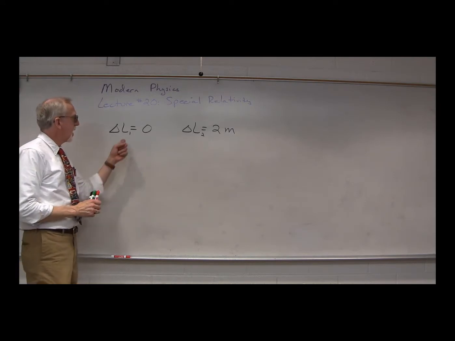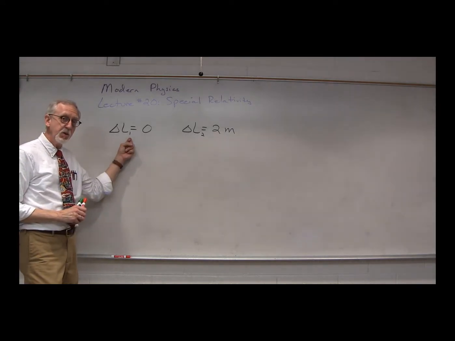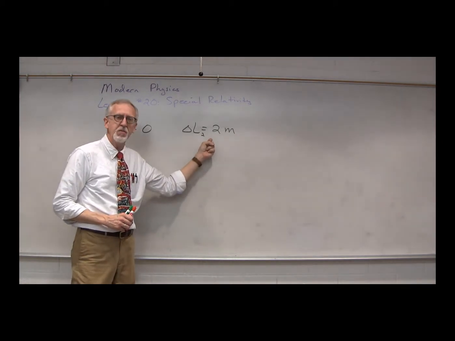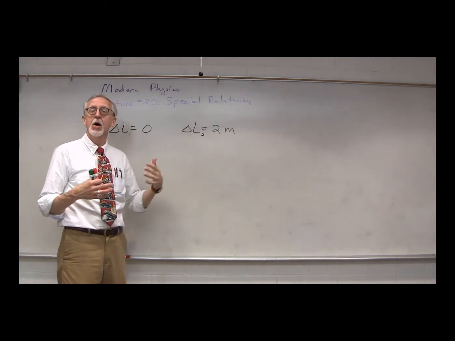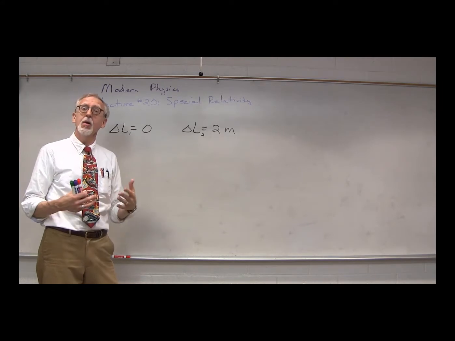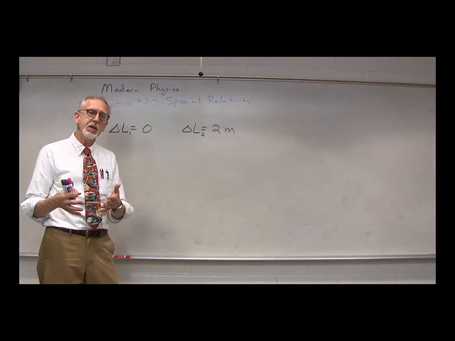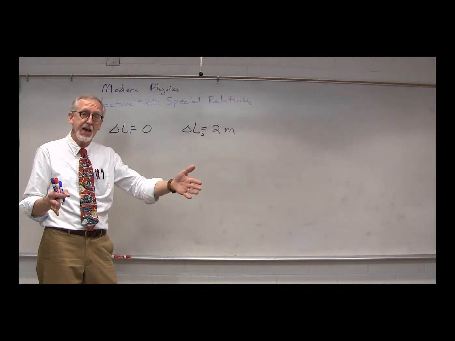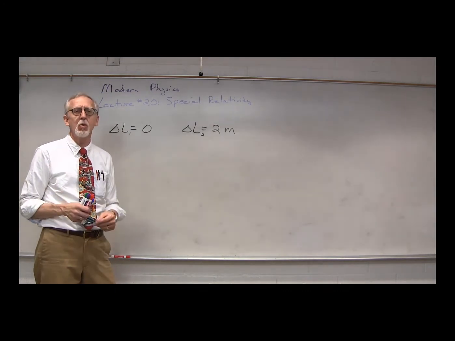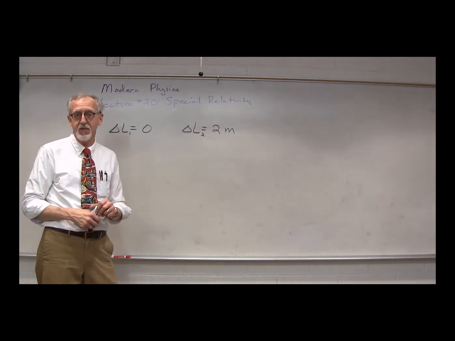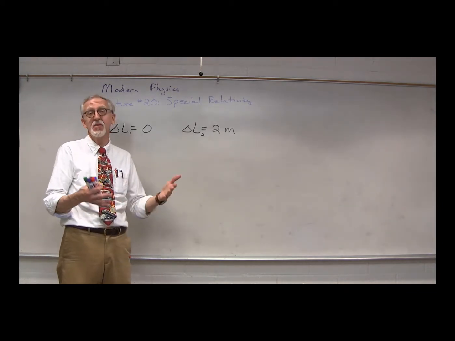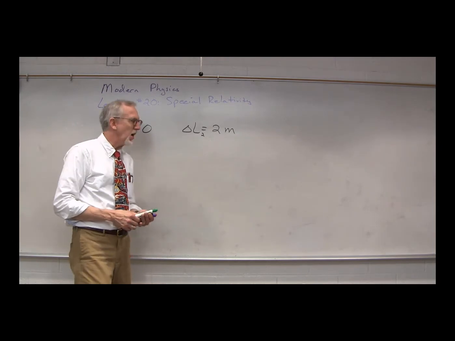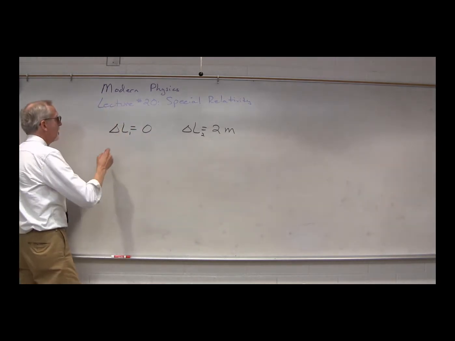So, I say the distance between these two events is 0. You say the distance between these two events is 2 meters. Who's right? Well, we're both right. We're measuring the same thing, the distance between these two events, using two different coordinate systems. And we get two different values because we're not measuring it in the same coordinate system, the same reference frame.